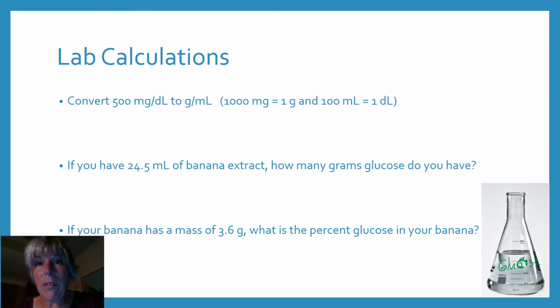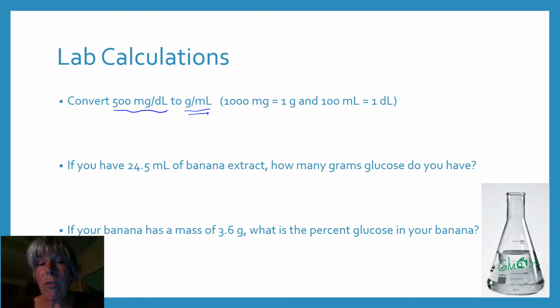And our glucose test strips read in milligrams per deciliter. What we want to do is change those units, milligrams per deciliter, to grams per milliliter, so that we'll be able to do a calculation to figure out the percentage of glucose that's in this flask. Okay, so let's say we've tested our glucose. We found out that we've got 500 milligrams per deciliter. And what I want to do is change that to grams per milliliter.